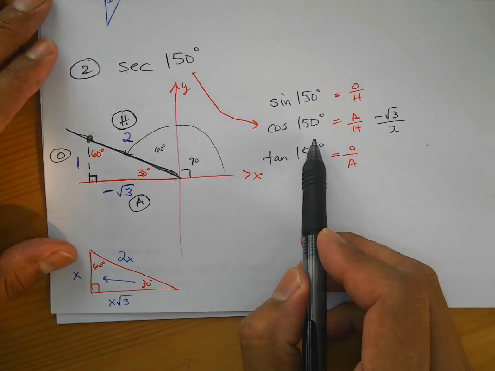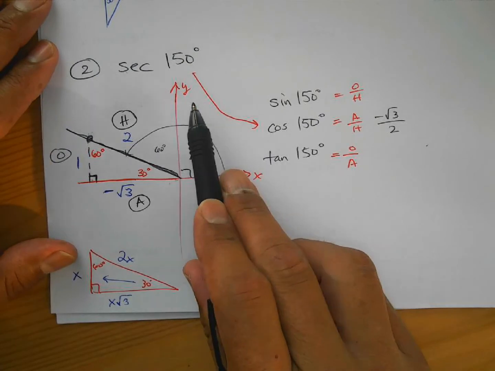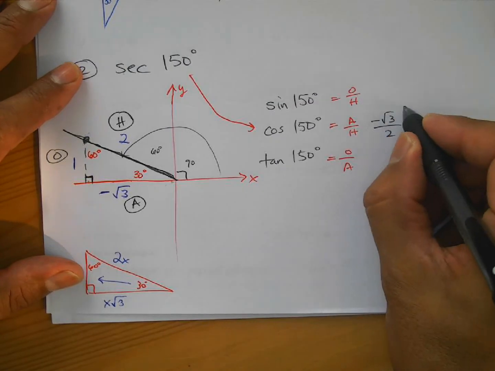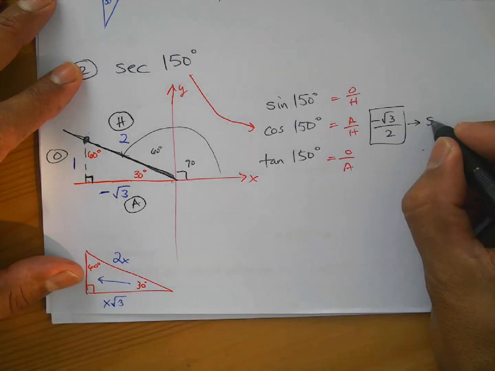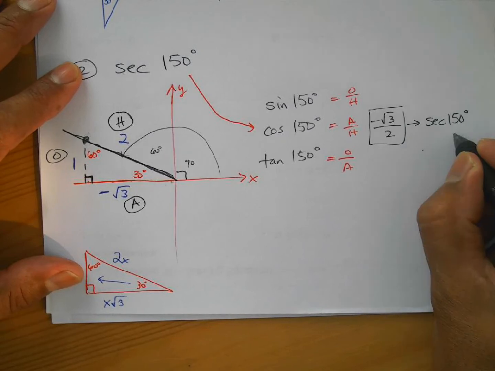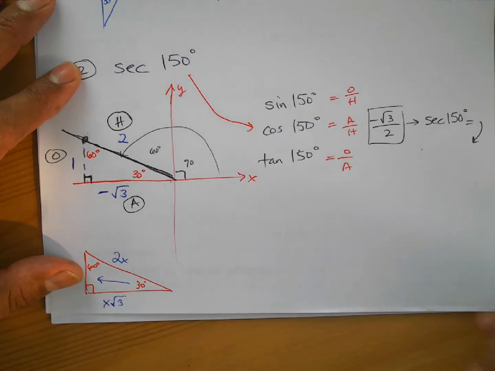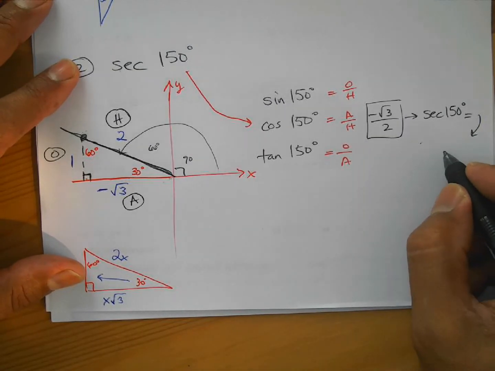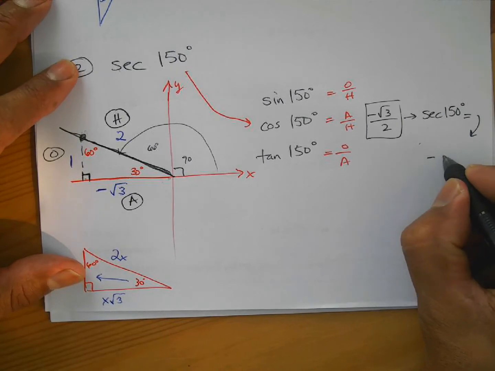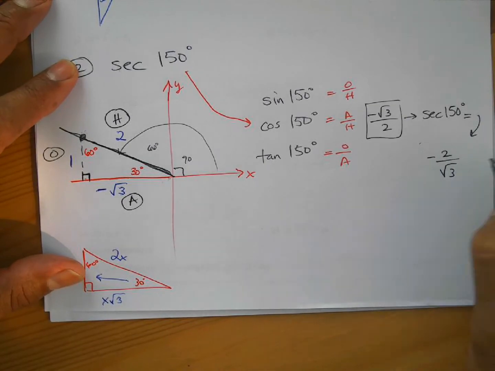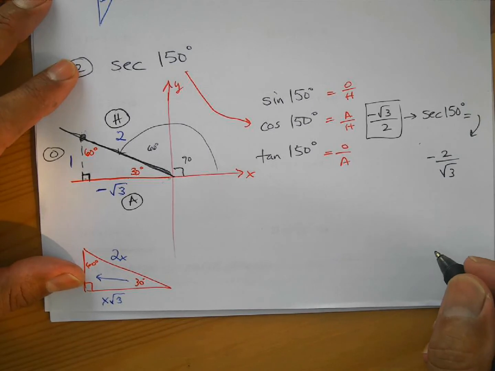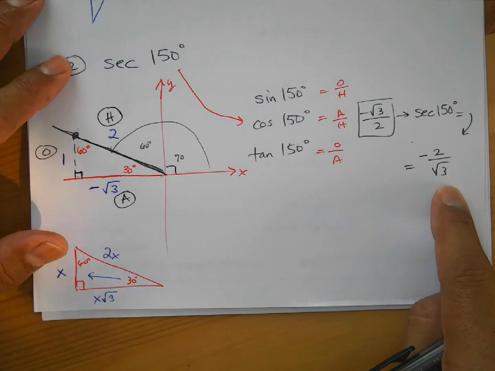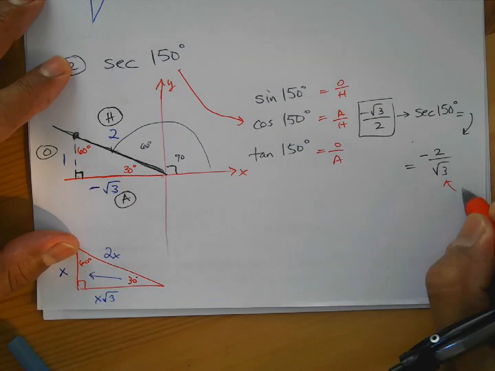But the question wasn't cosine, remember? I need to know cosine to get secant. Okay, now I can get secant. If this is true for cosine, what's secant? Well, then secant would have to be the reciprocal of that, which is, and again, the negative, just keep it on the top. You don't have to put the negative on the bottom. Well, that would be negative 2 over root 3, right? And can we leave this answer like this? Nope, can't leave it. You got to fix it. Cannot have a radical in the denominator.